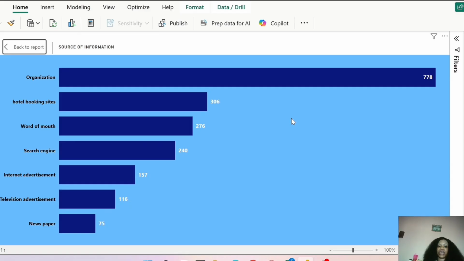So if I'm recommending, the hotel is relying on one strong but narrow acquisition channel, that's these organizations, then our marketing strategy needs diversification. And we should utilize SEO, booking platforms, and our word of mouth also needs more investment.